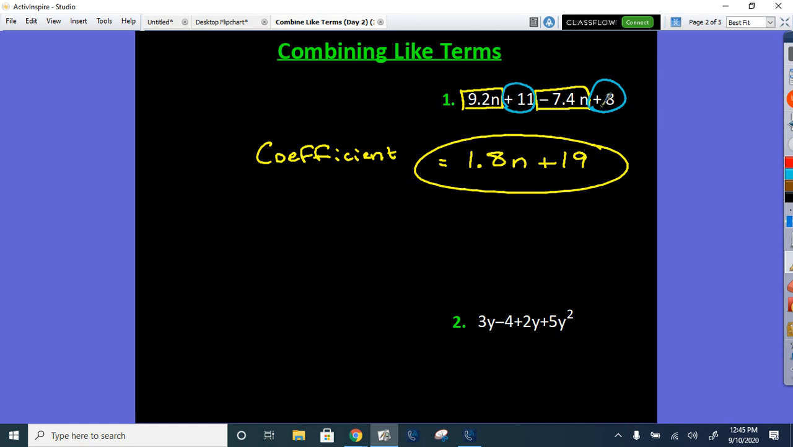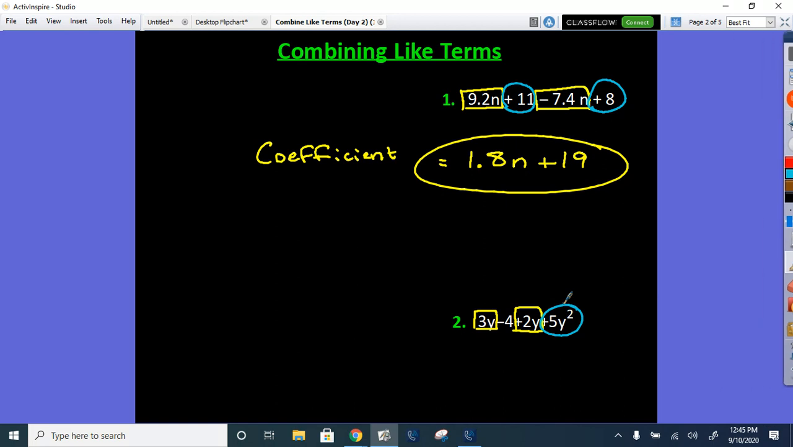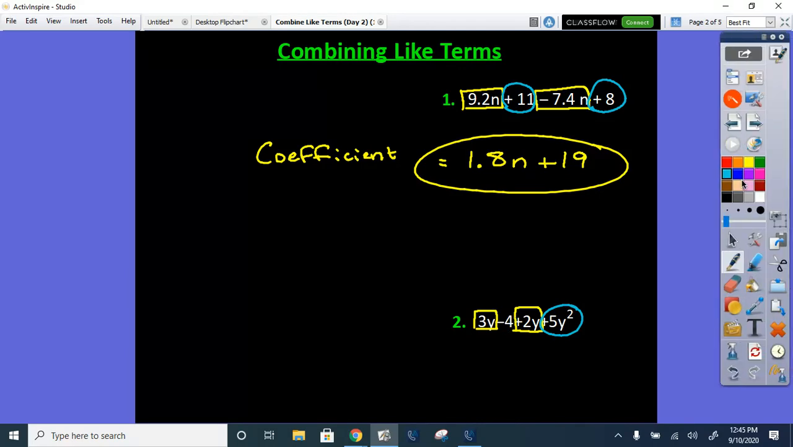Second example down here, I see I have a 3y. I see I have a positive 2y. Now, don't get confused here. This does have a y, but it's y to the second power. It's a different shape here. It's a different term. They are not like terms. So I'm going to give it a different color and shape, as well as this negative 4. This guy down here, I'm going to give that a different color and shape as well.